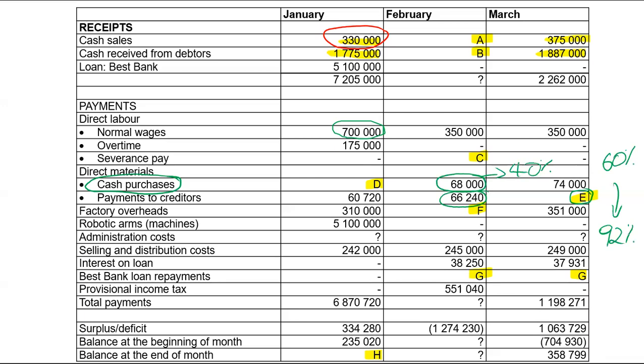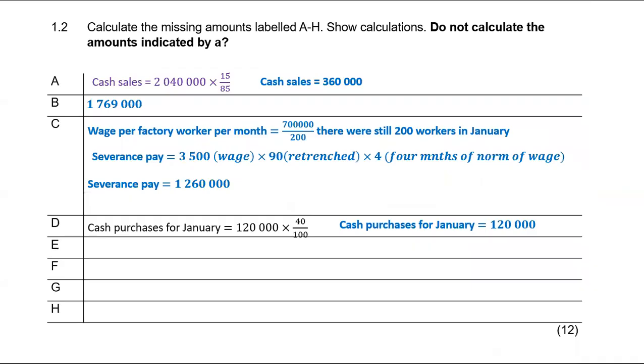Hence, I'll use what I have, which is the 68,000, multiply it by 60 because I want credit purchases, and then divide it by 40. Because I'm given, not credit purchases, but cash purchases, I will divide it, that's 60 by 40. And then it's going to give me my credit purchases.